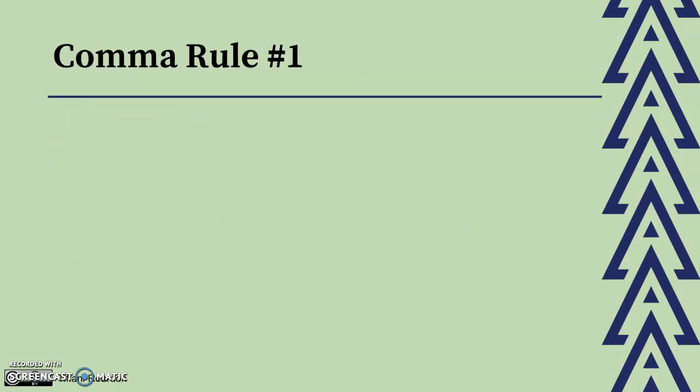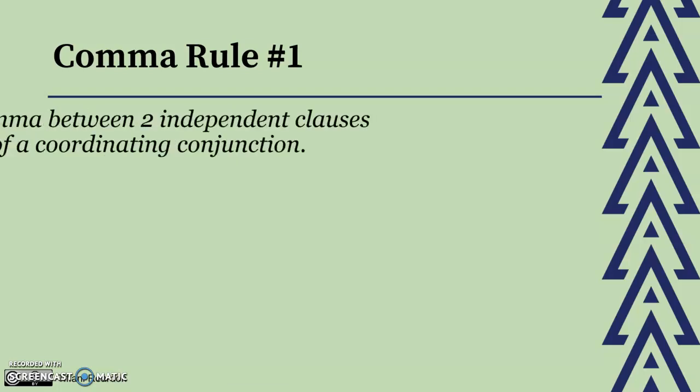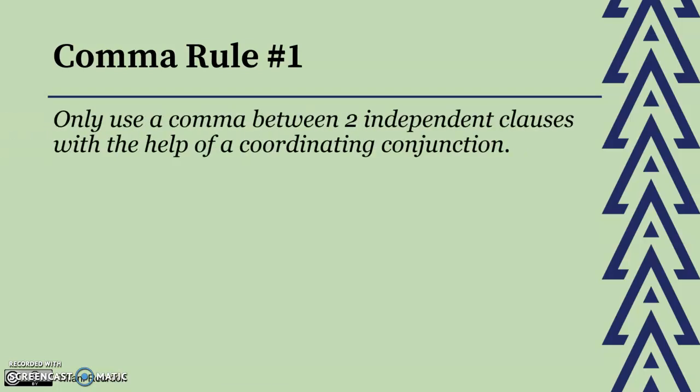Here's the comma rule for independent clauses. Only use a comma between two independent clauses with the help of a coordinating conjunction. If you don't remember what a coordinating conjunction is, here's an easy way to remember. The acronym FANBOYS. In English, the coordinating conjunctions are for, and, nor, but, or, yet, so. This is the complete list. So let's use one of these and figure out if a sentence is correct.